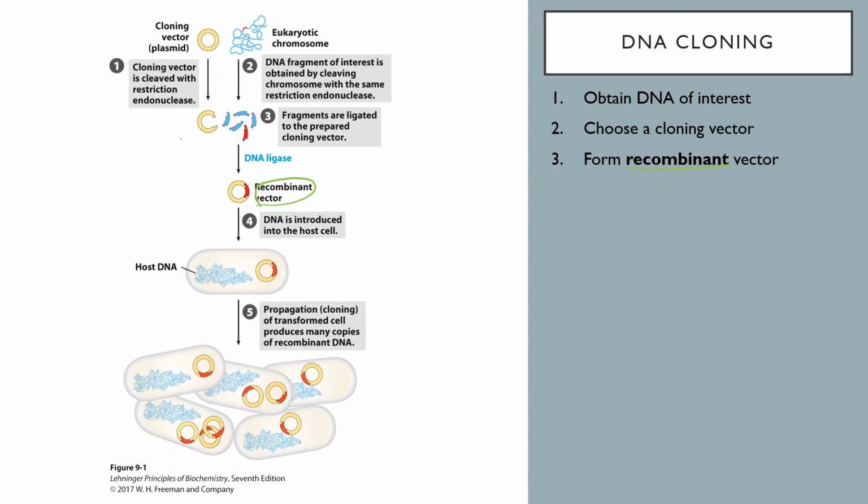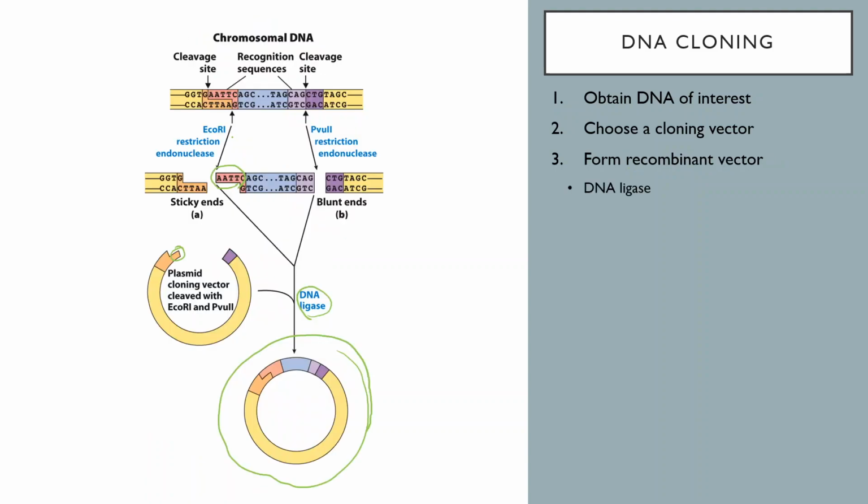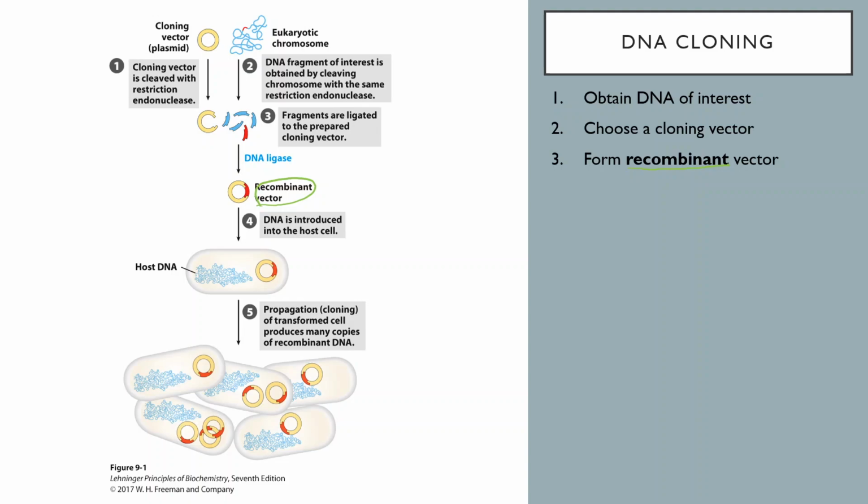DNA ligase is supposed to combine the plasmid with the DNA of interest to make your recombinant vector. But DNA ligase also will happily take the plasmid and just reconnect those ends back to each other that you cut with your restriction site. So it'll just reform the original plasmid. It can even do the same thing with your target DNA.